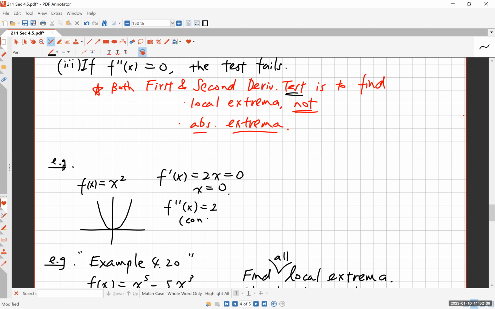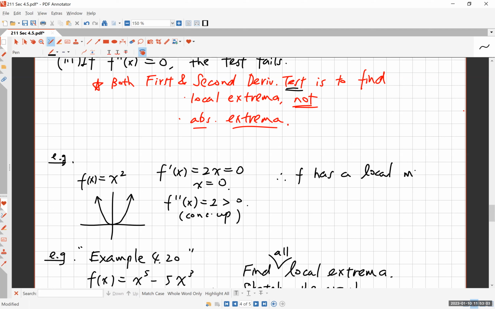That means concavity is up everywhere, which you already knew because this is a concave up parabola. And so that's greater than 0. And therefore, what can you conclude? According to the first part of the second derivative test, f has a local minimum at x equals 0 because the concavity is up at that critical point.